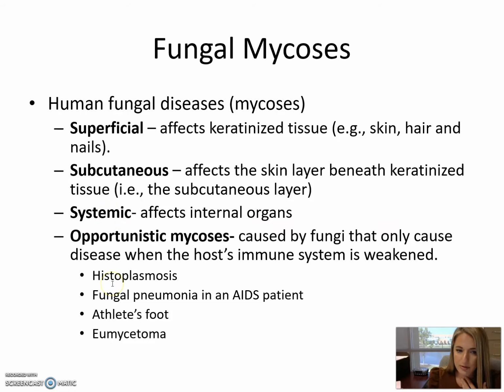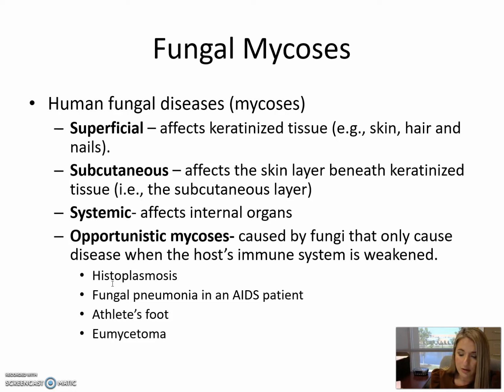So histoplasmosis is a fairly severe fungal infection in the lungs, which are an internal organ, so that would be classified as systemic. Fungal pneumonia in an AIDS patient. An AIDS patient would be severely immunocompromised, making them highly susceptible to various fungal infections that normal healthy individuals with strong immune systems would not get. So in that case, it would be considered an opportunistic mycosis.